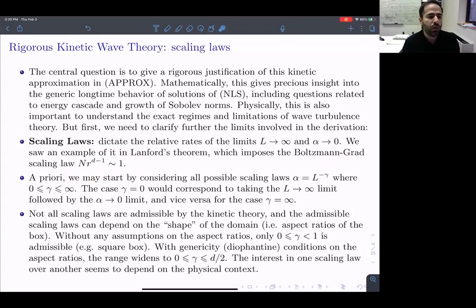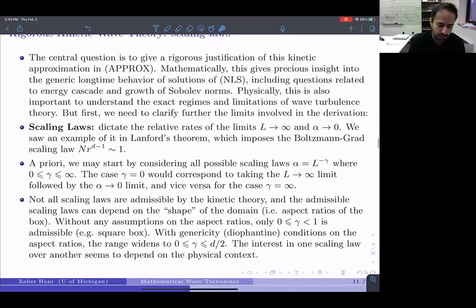So also in this theory, we need to dictate the relative rates at which the limits L goes to infinity and alpha goes to 0 are taken. We will see that they cannot be taken arbitrarily; they have to be taken in a particular way. This is what we mean by scaling law: the relative rate of the limits L goes to infinity and alpha goes to 0.